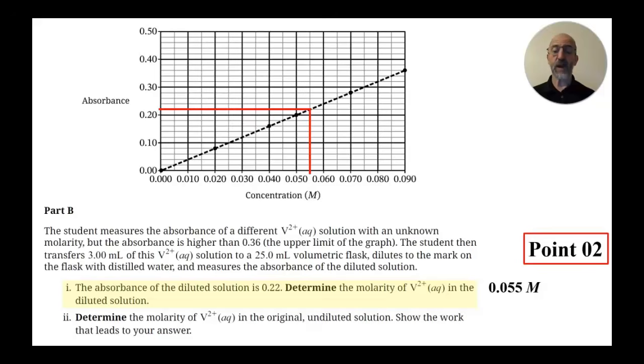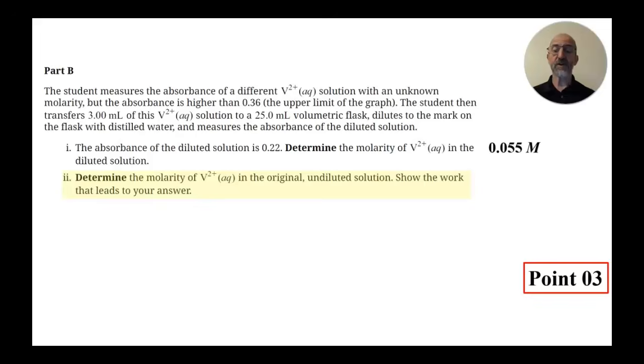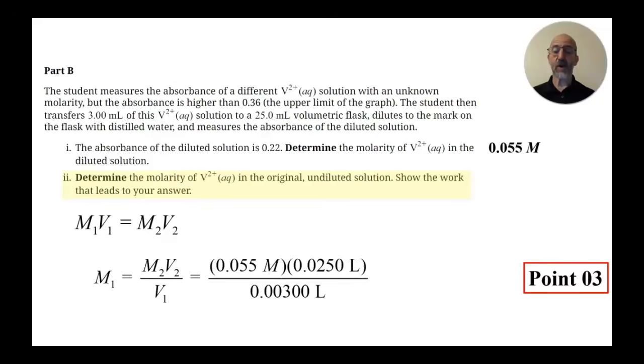Now, it said in this experiment that the student took 3 milliliters of a more concentrated solution and then diluted it to a volume of 25 milliliters in a volumetric flask. So the next part of this question is to actually determine the molarity of that original undiluted solution. So if I'm going to use M1V1 equals M2V2, which is the dilution equation, the original molarity is a number that I don't know. The original volume of that more concentrated solution is 3 milliliters. The molarity of the diluted solution we just determined to be 0.055 molar, and the final volume in that volumetric flask was 25 milliliters. So my M1 is, I don't know yet.